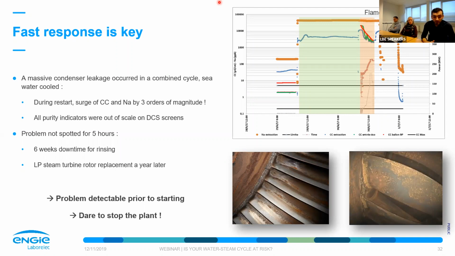There was 6 weeks of downtime for rinsing this plant, and then the LP steam turbine rotor has been replaced. So again, some downtime, a lot of cost. So the problem was detectable really from this, even before starting the plant, from the extraction pumps being turned on. And really, one point is you have to dare to stop a power plant if needed. For running 5 hours, this has cost months of downtime and millions of damages. So this will end my presentation, and you can go to the Q&A session.